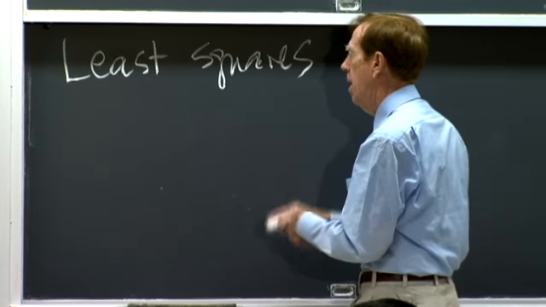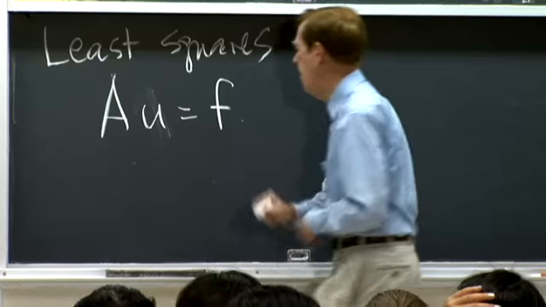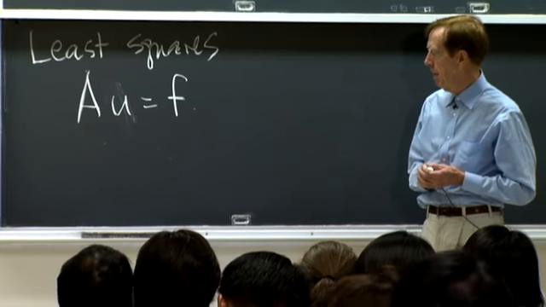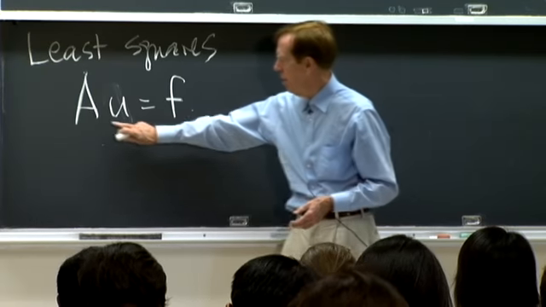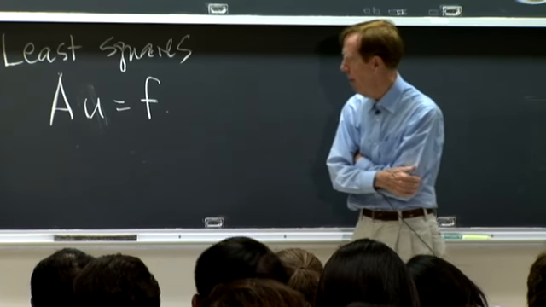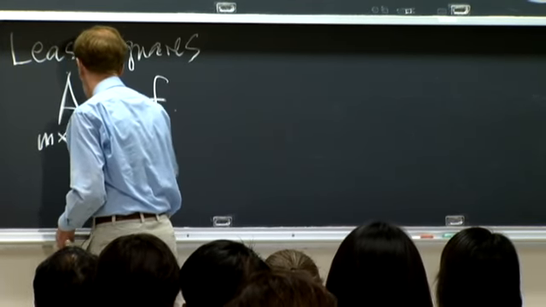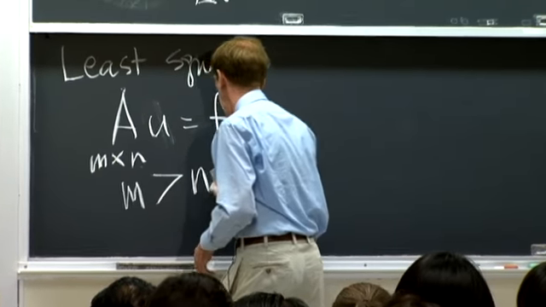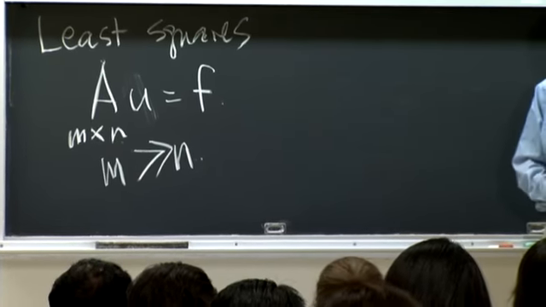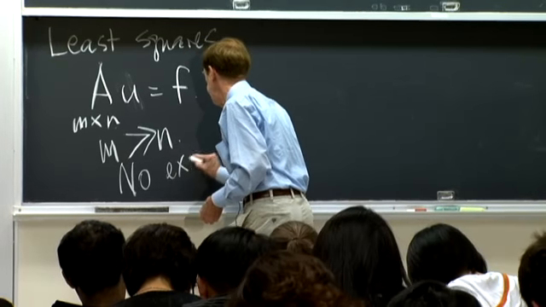Well, the problem is I'm given a system of equations, A U equal F. These F's are observations. The U is the unknown vector. You say, what's different here? It's just a linear system. What's different is too many equations. This is an m by n matrix with m bigger than n, maybe much bigger than n. So what do we do? We've got too many equations and no solution. No exact solution. Okay.